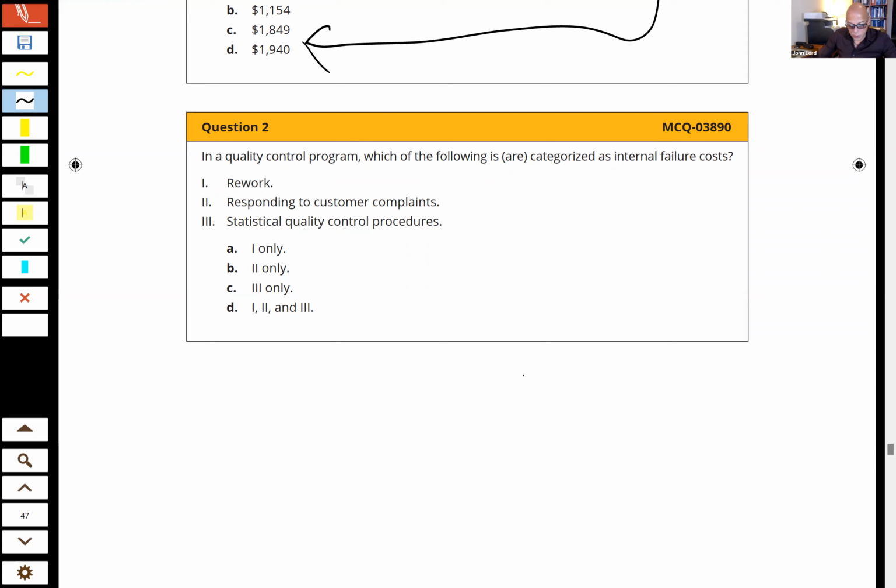So they want us to call out what our internal failure costs are. You start to look, and if you have to rework, that's going to be an internal failure cost because you have to fix that before it is sent out. Responding to customer complaints is going to be an external, non-conforming cost. Statistical quality control procedures are conforming costs, so that is not going to be part of internal failure because those are non-conforming costs. So A is the correct answer.